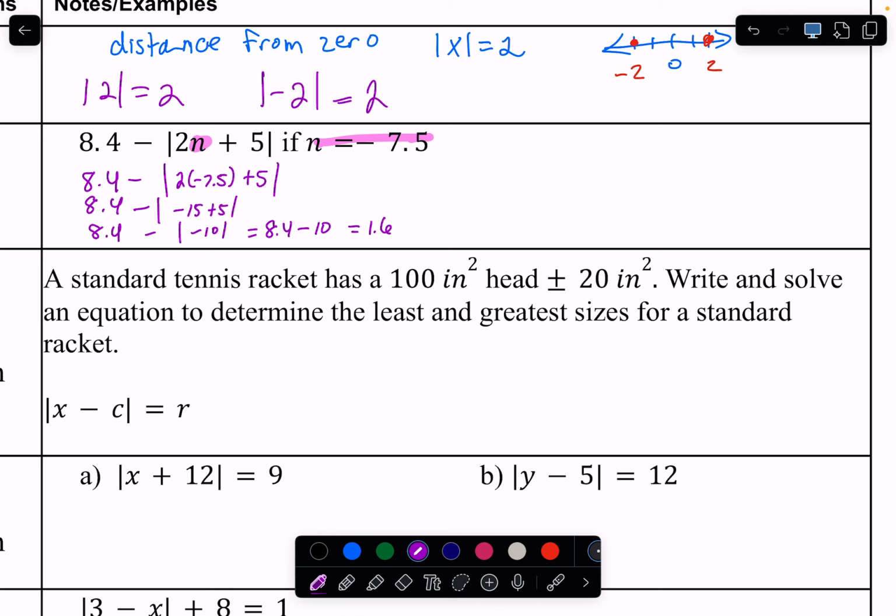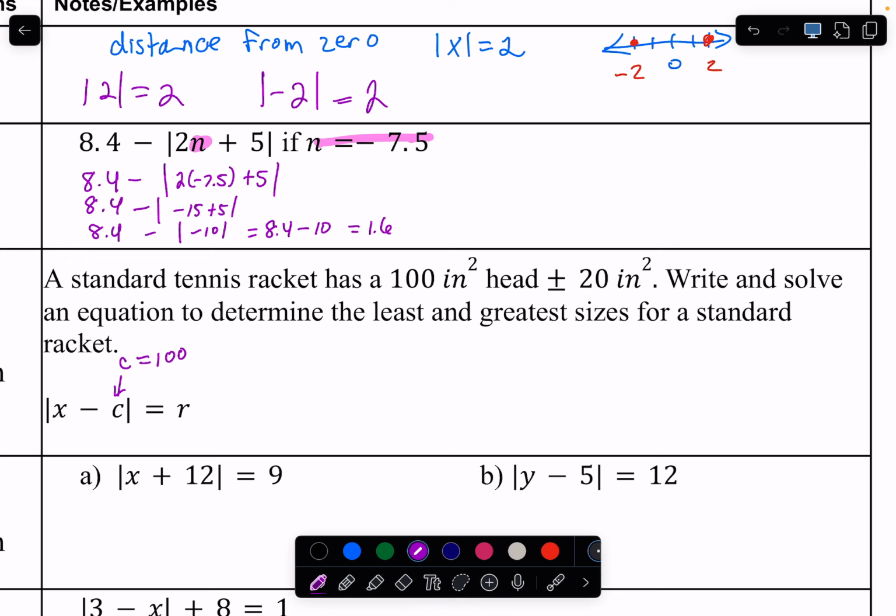And then it says write and solve an equation to determine the least and greatest sizes for a standard racket. So let me show you how this is going to work, okay? This should be what your ideal situation is. So in this case, the C is 100.